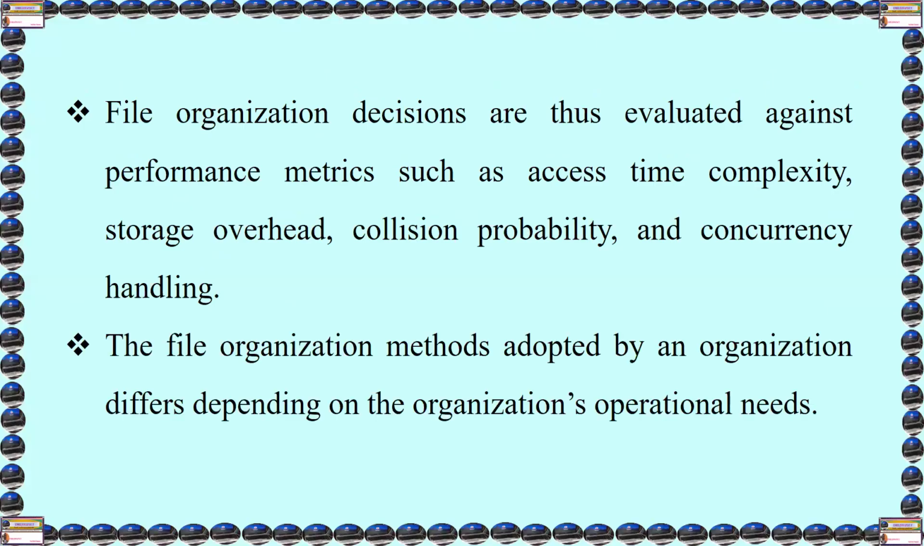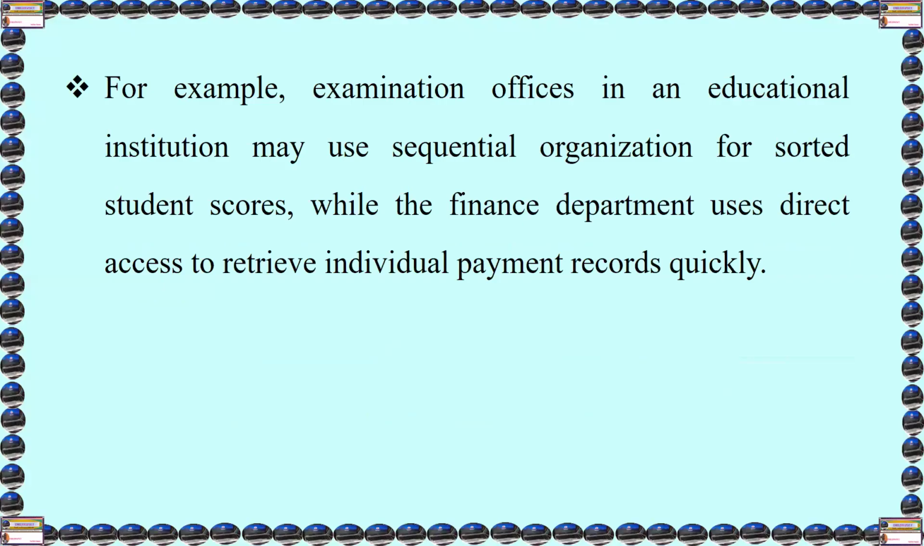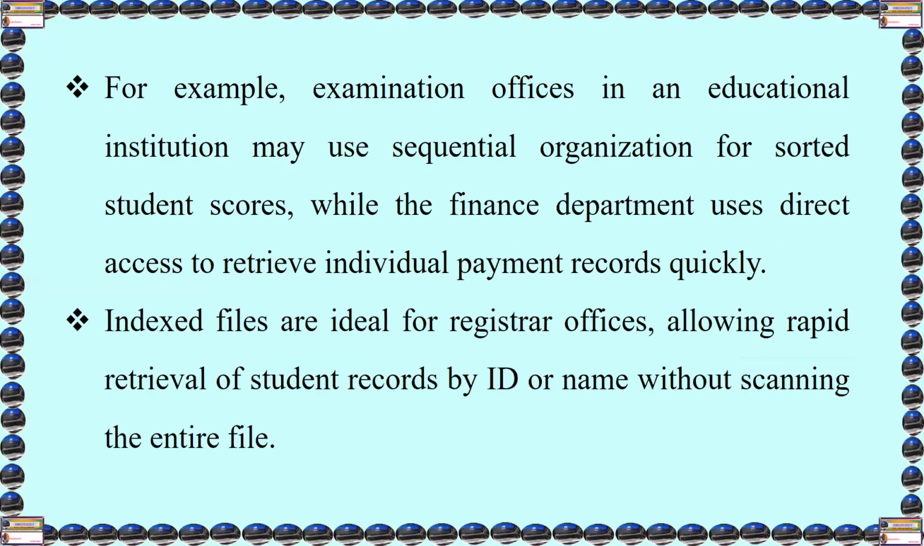The file organization methods adopted by an organization differ depending on the organization's operational needs. For example, examination offices in an education institution may use sequential organization for sorted student scores, while the finance department uses direct access to retrieve individual payment records quickly. Indexed files are ideal for registrar offices, allowing rapid retrieval of student records by ID or name without scanning the entire file.